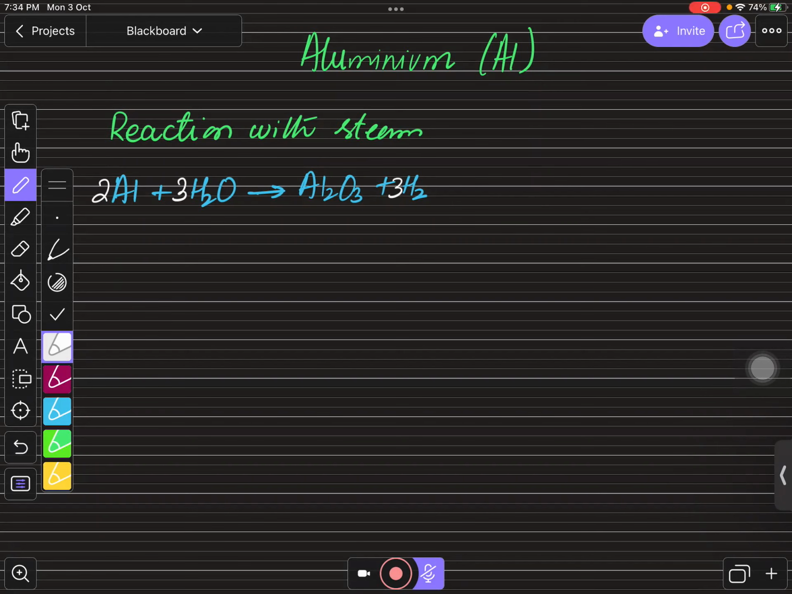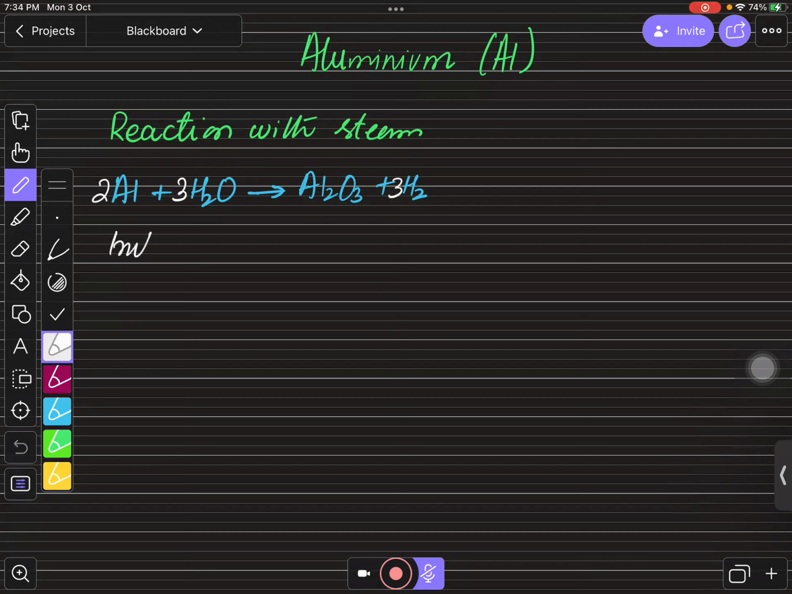You can say that aluminum with water is a slow reaction, and even with steam, it is also a slow reaction. Why? Because aluminum is always reactive, so it can react with the oxygen present in the atmosphere and form a layer of aluminum oxide on it, right? So if you want to react it at a good rate, you need to remove the layer from the aluminum, right?